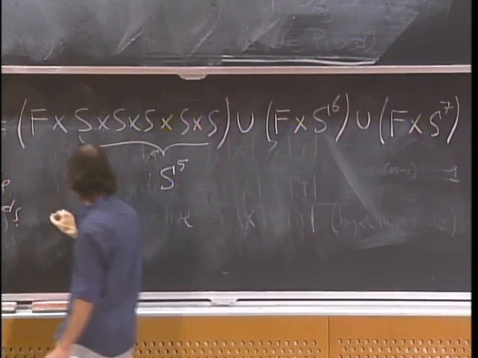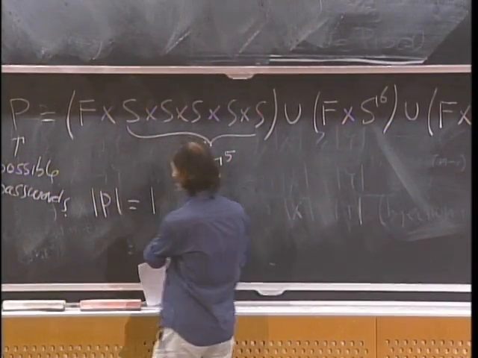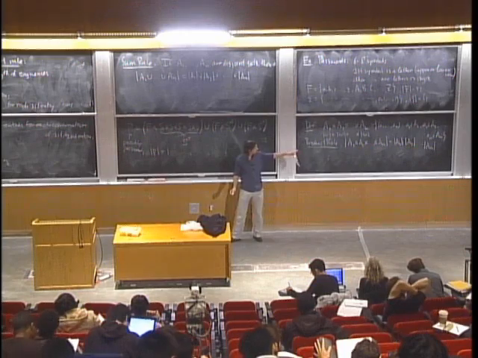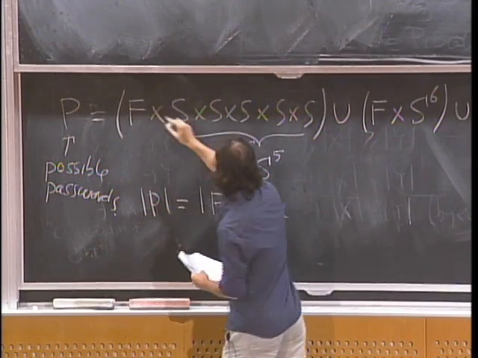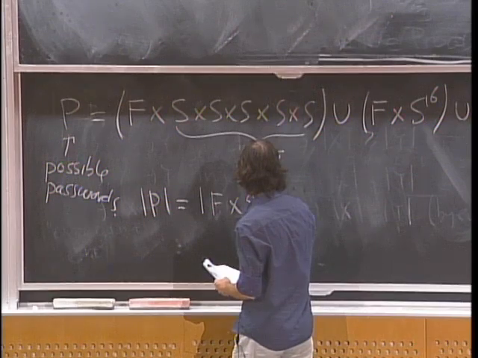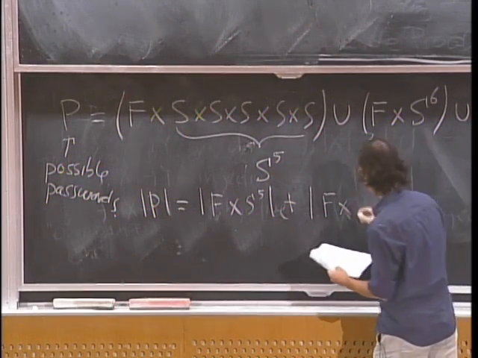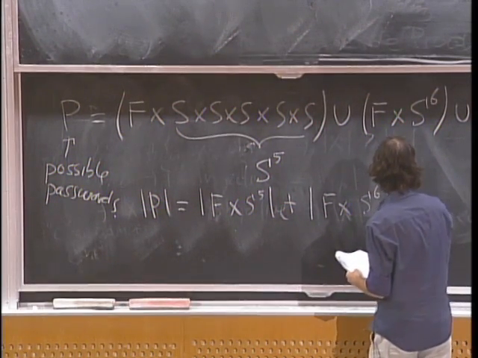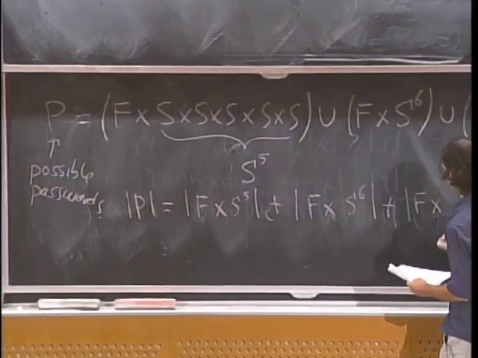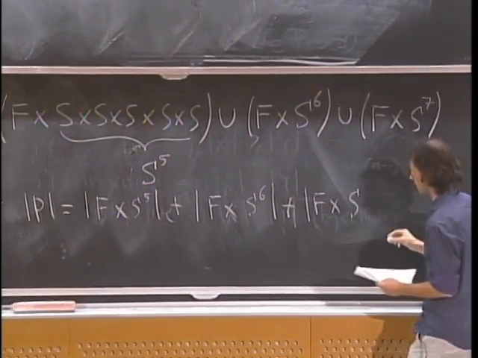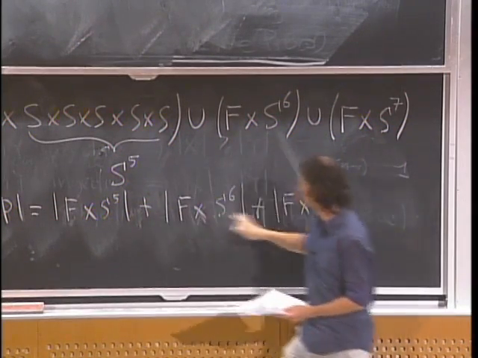So if we look at the cardinality of P, by the sum rule that we just described, it is equal to the very first one, the cardinality of F times S to the power 5, plus the cardinality of the product of F with S to the power 6, plus F cross product S to the power 7. So this is by application of the sum rule.